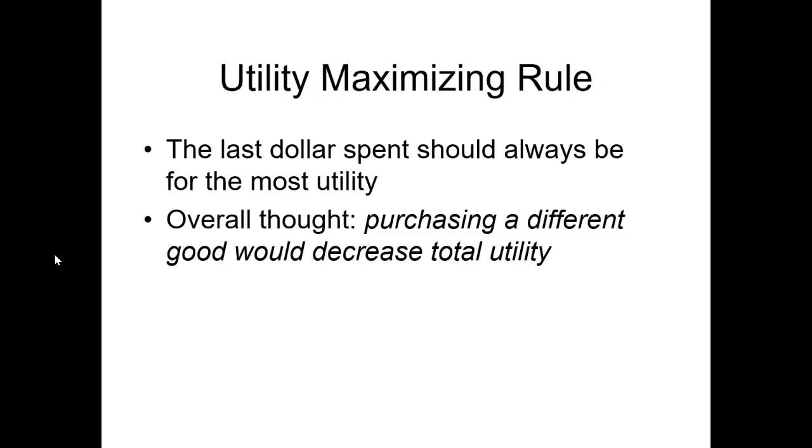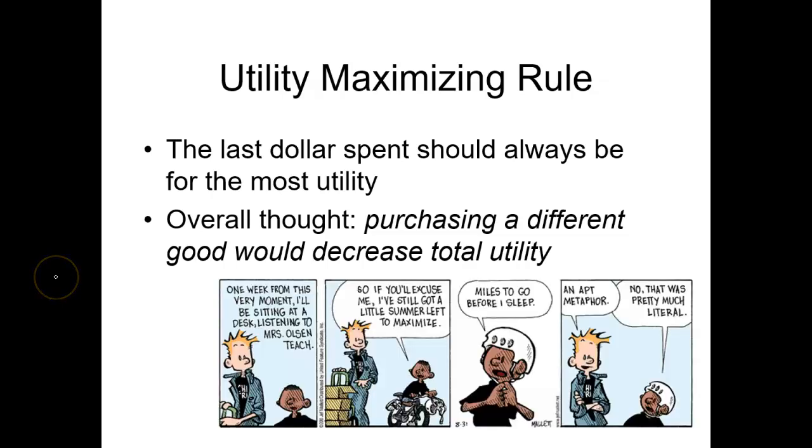Another way of looking at this is the overall thought that any other combination of the goods available should get me a lower total utility, because I'm a rational consumer. I have my likes and dislikes. I've considered my prices. I've looked at my budget. And I've thought really carefully about this, which means the combination of goods and services I am choosing right now are for the most total utility.